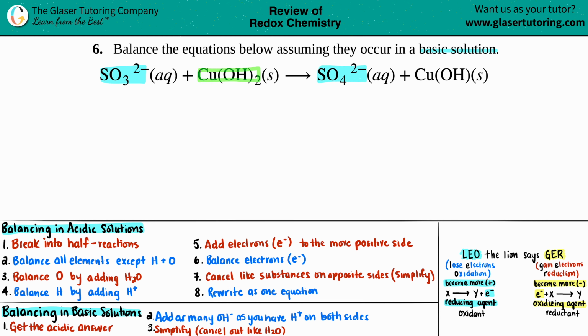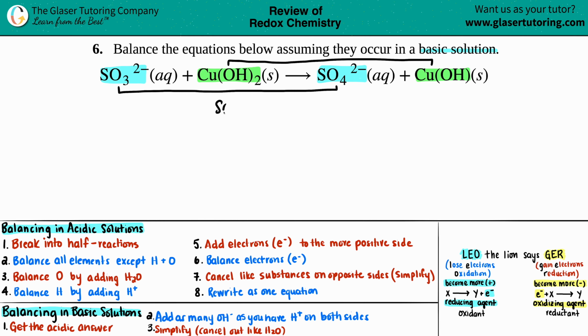I have Cu(OH)2, so I have copper, oxygen, hydrogen, and then I got copper, oxygen, hydrogen. So here are my matches. This is going to go with this, beautiful, and this one is going to go with this one. It does not matter which one you write first. So I guess I'll write the sulfites and the sulfate ones.